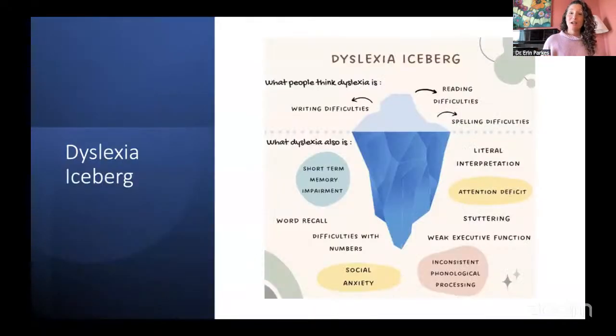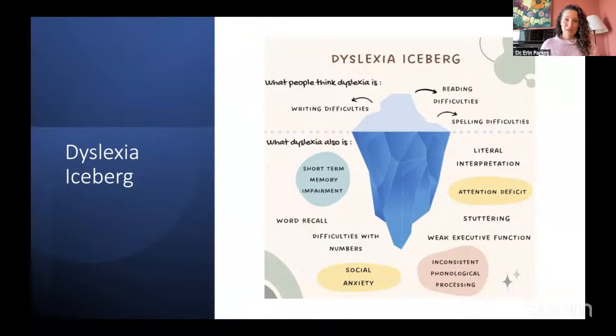I like this graphic here because it gives an idea of kind of what I've been saying. So I'm showing it as a graphic because some people learn better that way. So people think dyslexia is writing difficulties, reading difficulties, and spelling difficulties. But really, there are all of these other pieces here. And the diagnostic criteria is focused on the writing and the reading and the spelling. But we know that all these other pieces are here as well.